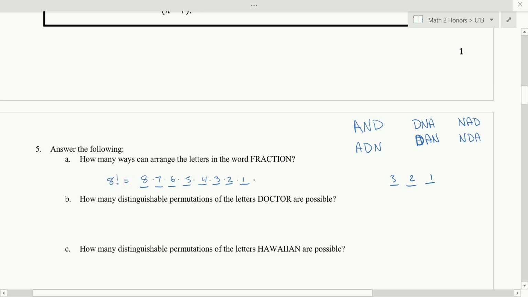And then at this point, this is where the numbers are ridiculous. I'm going to use my calculator to figure this one out, okay? So at this point, you could see if your calculator has a factorial button, or you could just type in 8 times 7 all the way down. Both are fine. What are we getting? 40,320. That's a lot of words that you can make out of those letters for this word fraction.